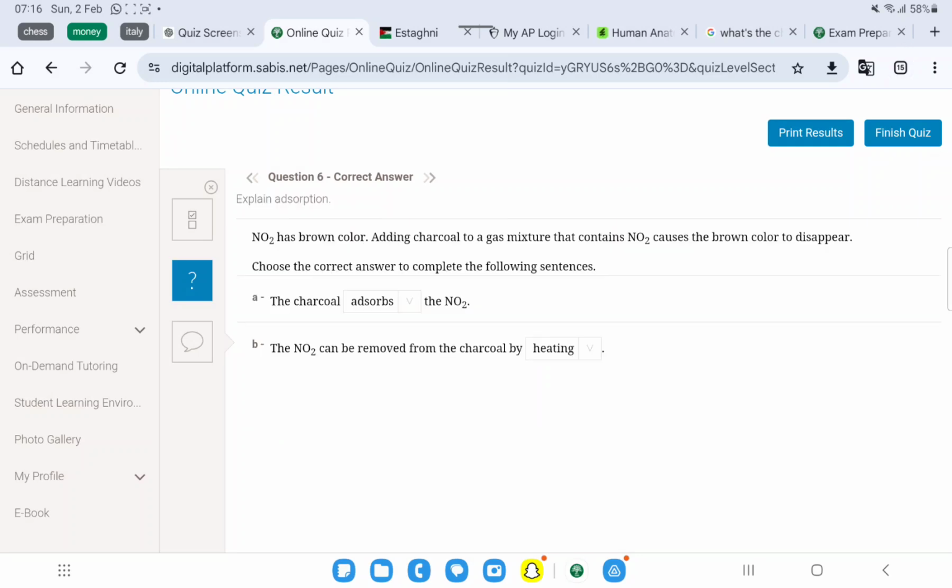NO2 has a brown color. Adding charcoal to the gas mixture that contains NO2 causes the brown color to disappear. Now we know that charcoal isn't an absorbent, it's an adsorbent. So instead of being like a sponge and absorbing everything to the inside, charcoal just adsorbs everything to the surface of it, not inside it. So charcoal adsorbs the NO2, and we can remove anything from an adsorbent by heating it. So the NO2 can be removed from the charcoal by heating.